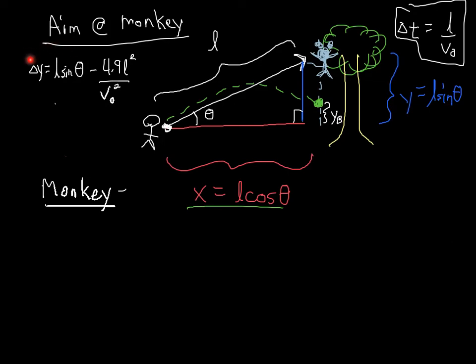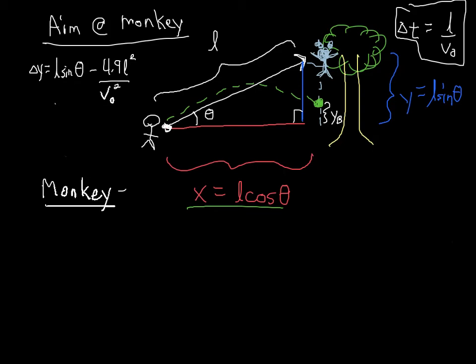That's got to be equal to change in Y equals L sine theta minus 4.9 L squared over V naught squared. Now we can start writing things down for the monkey. And we know for the monkey, we want to concentrate on the Y direction because the monkey's just falling straight down. He's in free fall.